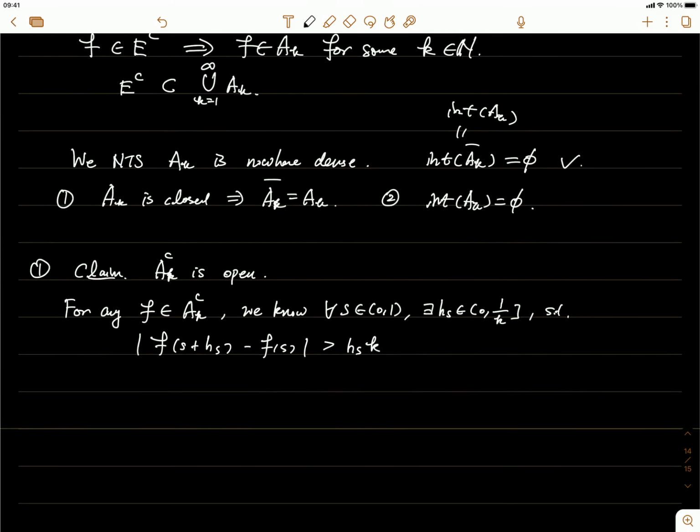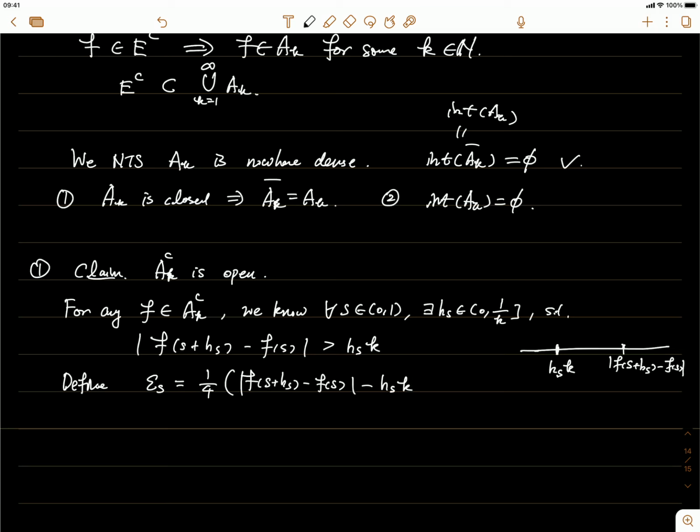Okay, so in this case, I'm going to define epsilon_s to be a very tiny number. Now, remember that this is h_s times k, and this is f(s + h_s) - f(s). So there's some distance between them. My epsilon_s will be just a quarter of the distance. So it'll be a quarter of f(s + h_s) - f(s) - h_s k.